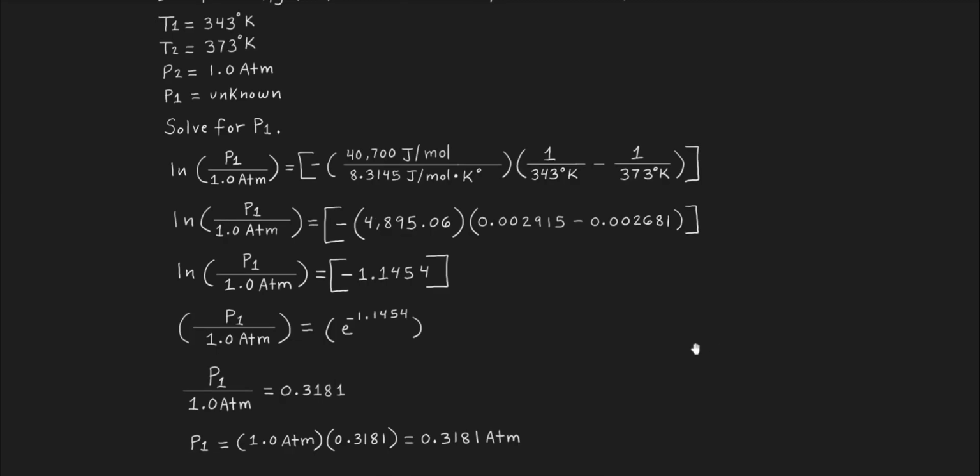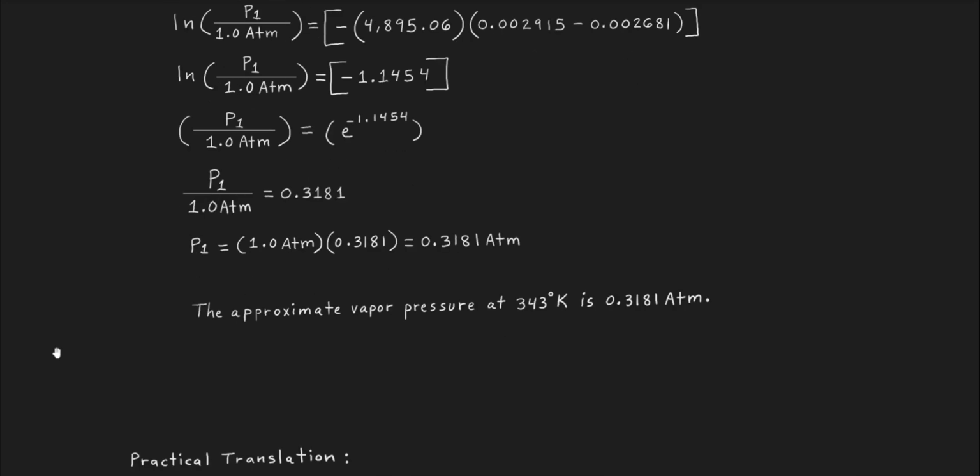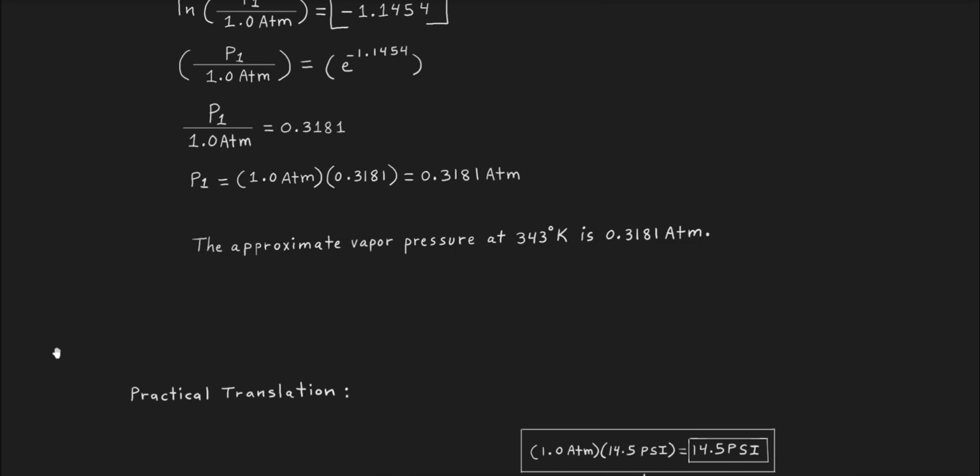So to cancel the logarithmic function on one side, we find the exponential function on the other. So we take the exponential function of negative, taken to the negative 1.1454 power, and then this makes a clean standard ratio of the P1 to 1 atmospheres, and upon solving for P1 we compute 0.3181 atmospheres. The approximate vapor pressure at 343 degrees Kelvin is 0.3181 atmospheres.